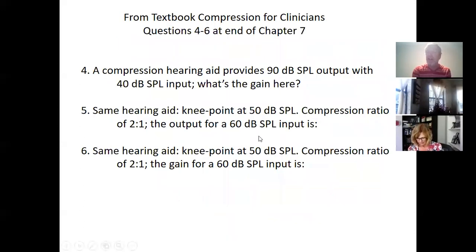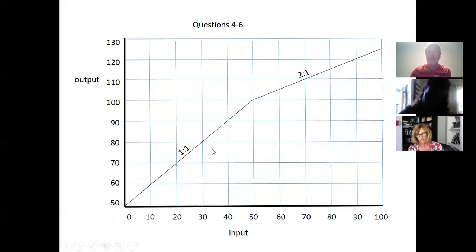All right, same hearing aid, number 6. Same hearing aid, knee point at 50. Compression ratio is the same, 2 to 1. What's the gain for a 60 dB SPL input? The gain now, not the output, the gain. 55? Correct. 105 minus 60 is... no, let's see, it's 45. 45, correct. There we go.